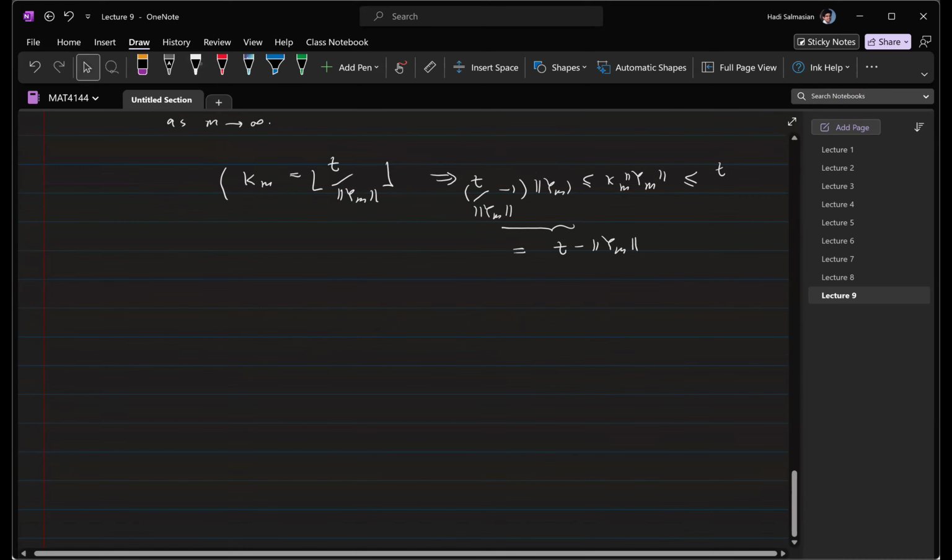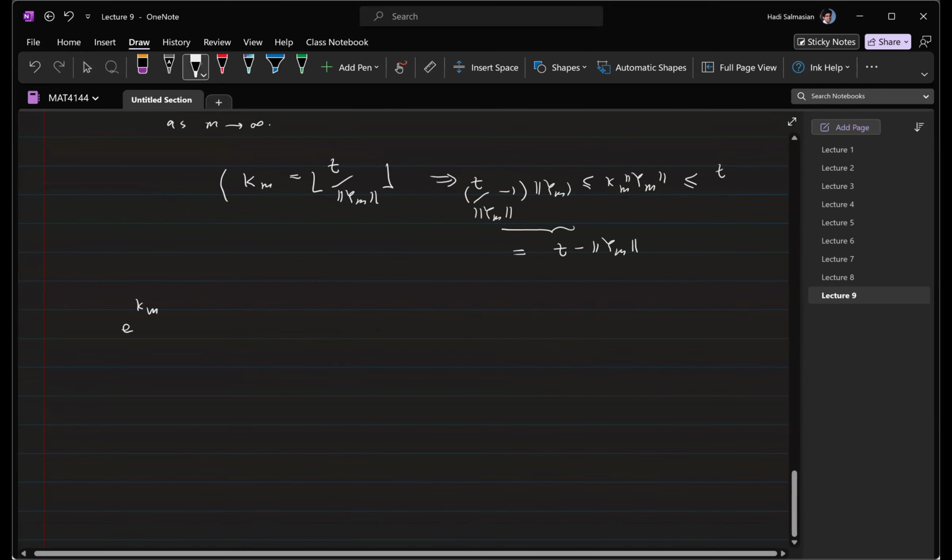And now I look at e to the km ym. I can write this as e to the km norm ym, which is getting close to t, times ym divided by norm ym. Now we look at this: this part converges to t, and this part converges to y, and the exponential is continuous. So this converges to e to the ty as m goes to infinity.